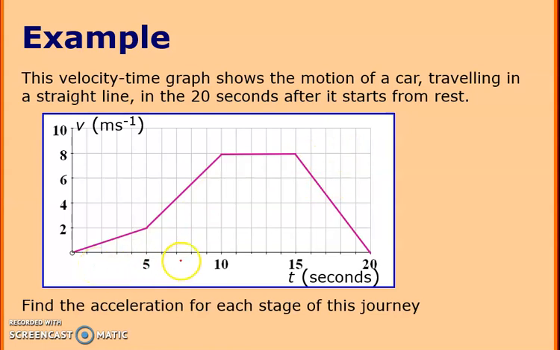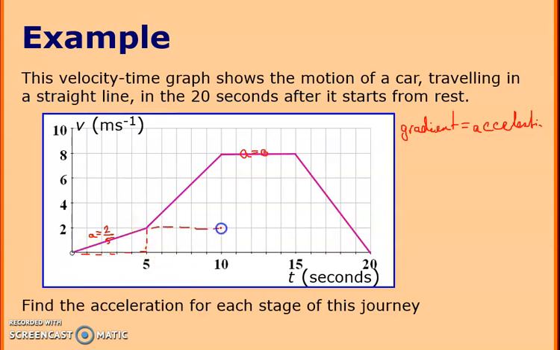Find the acceleration for each stage of this journey. Actually, this one's a relatively straightforward one. It just wants the acceleration for each section. So already I know this one's a equals 0 because it's not going up or down. This, of course, relies on the fact that I know the gradient of a velocity time graph is the acceleration. We wrote that down just now. So that's what I'm going to use. So if that's a equals 0, what's this one? It goes up 2 in 5 seconds. So this is a equals 2 divided by 5 seconds. And effectively, I've just drawn that little triangle there.